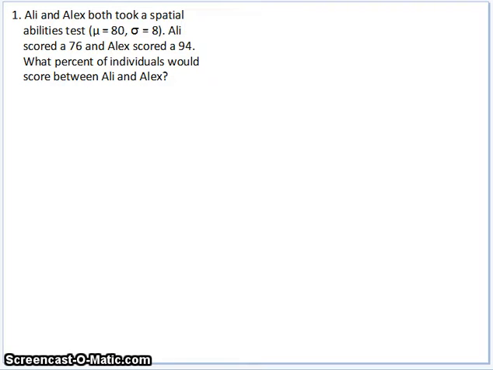This one's going to explain how you would take some data and create a Z-score, and from that, answer a question.